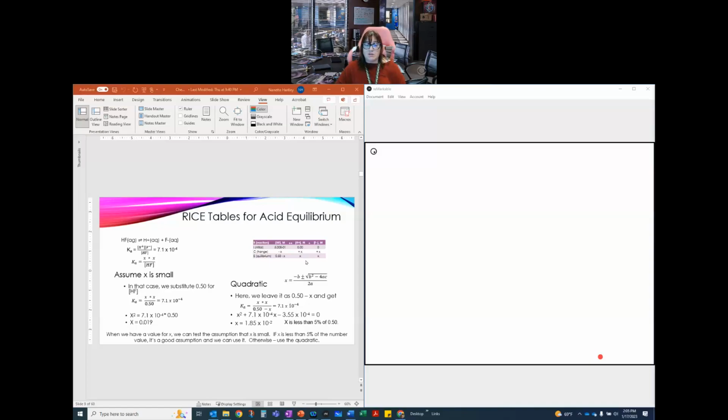Okay, so that's our RICE table for an acid equilibrium. It's set up exactly the same as what we did before. We have our initial condition of 0.5 molar acid that's put in there, no H plus, no F minus. Our change is negative X for the HF. That gives us an H plus and an F minus, so both of those are plus. Our equilibrium is going to be the 0.50 minus X, and then X and X. We ignore that X, and that's how we get this math that we did over here. Okay, so that's what that setup looks like.